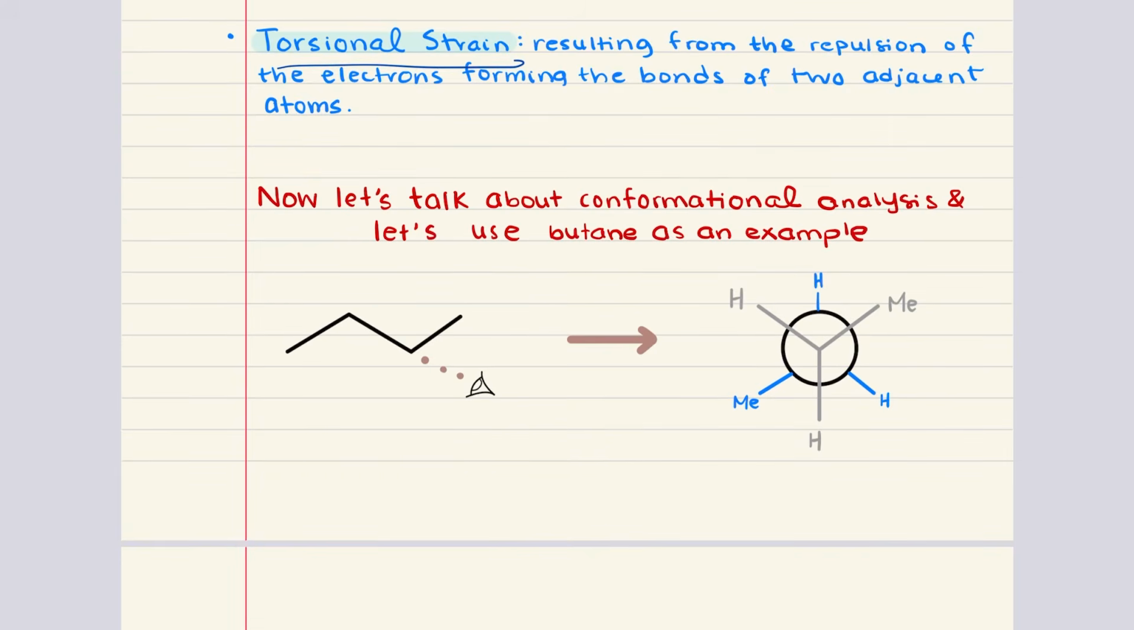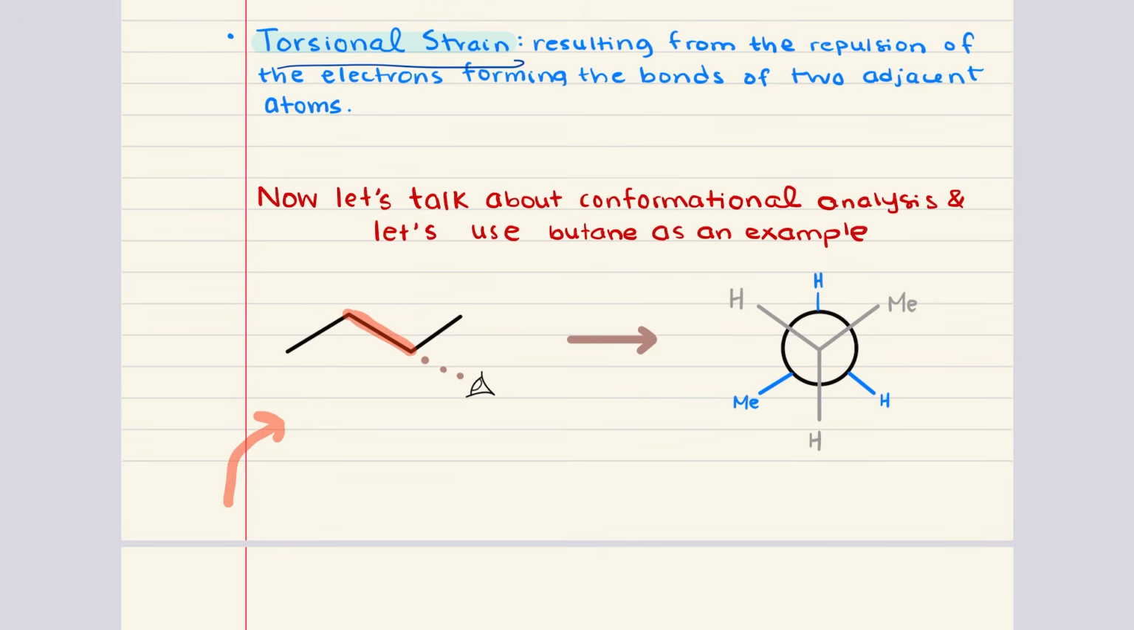So we're going to start with the bond line structure of butane and convert it into a Newman projection. For this, we will focus on this central carbon-carbon bond, and we're going to be viewing the molecule along this bond axis to simplify how we visualize its conformations.